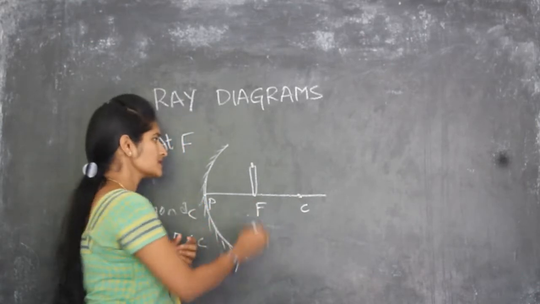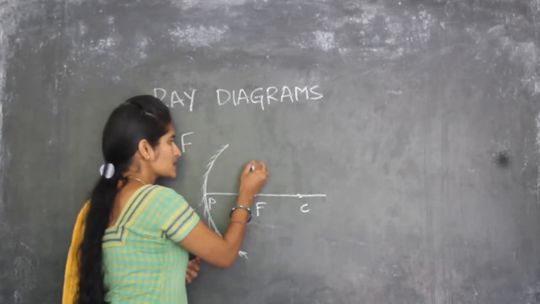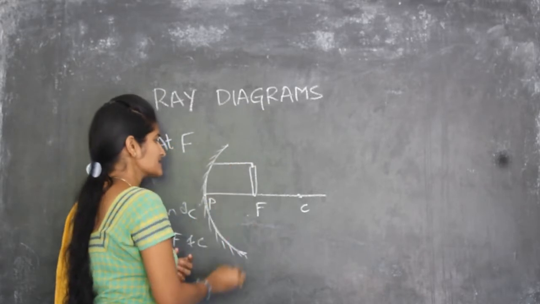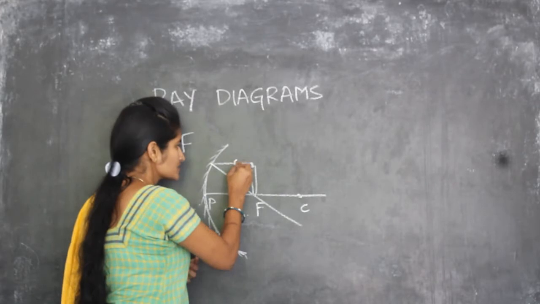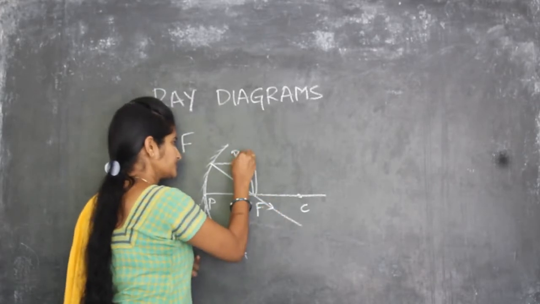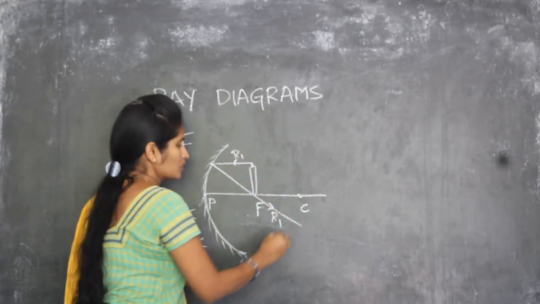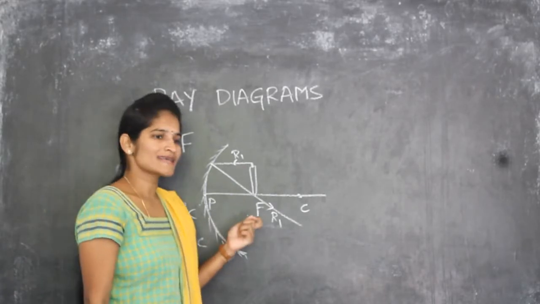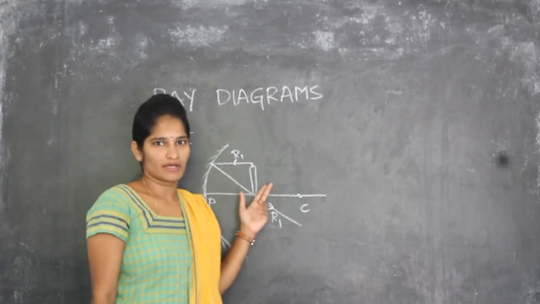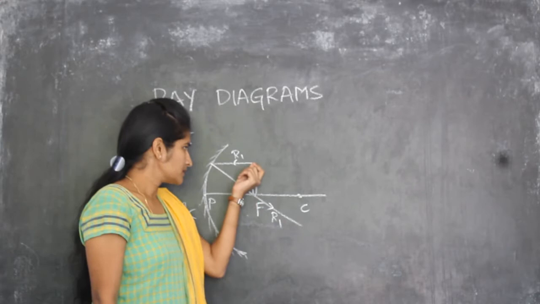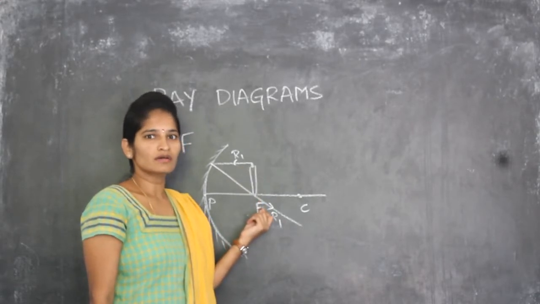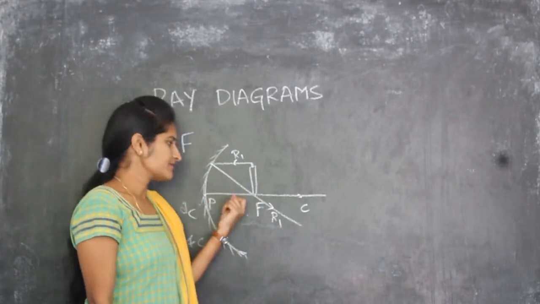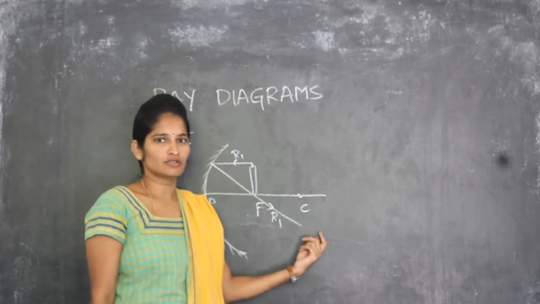So the first ray is the ray which travels parallel to the principal axis and passes through the focus. Is it clear? So this is R1. Now for drawing R2. What is R2? Converse of R1. That is, the ray which is coming from the tip of the object travels through focus, gets reflected and travels parallel to the principal axis.